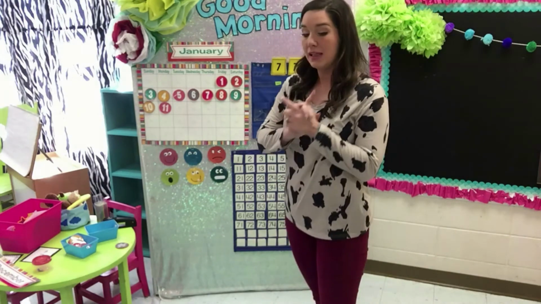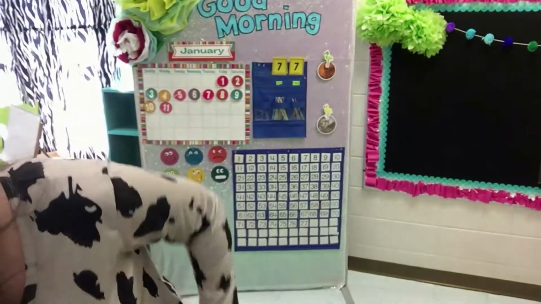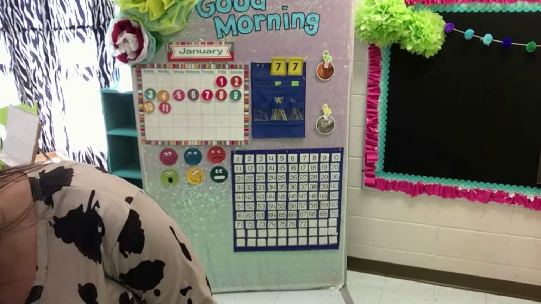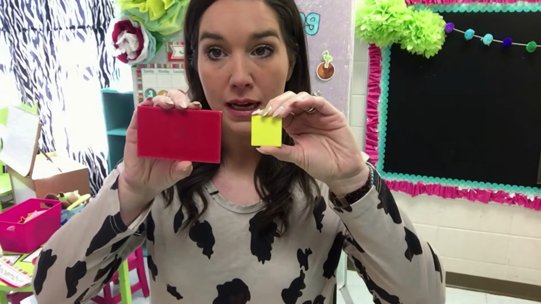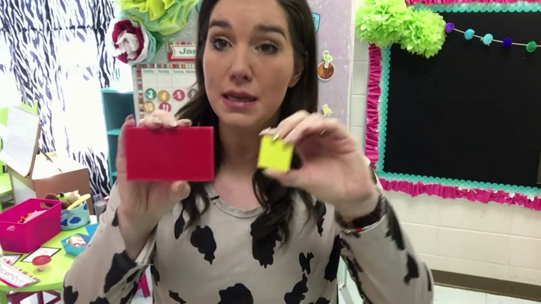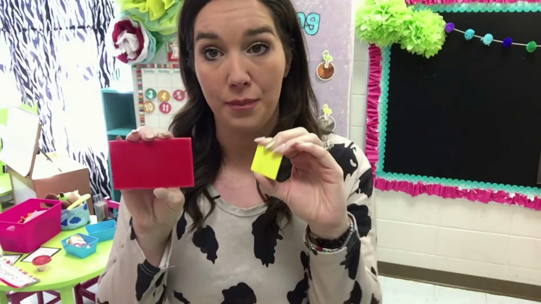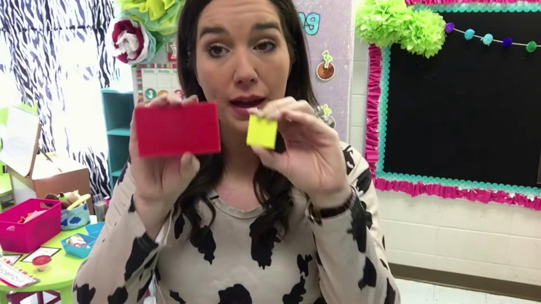Now let's look at our shapes. Today I want to do something a little different. I'm going to look at 2 shapes and talk about how they're the same and how they're different. Looking at these 2 shapes, this is a rectangle and this is a square. These shapes are similar, but they're not the same. That means they have some things that are the same and some things that are different. A rectangle and a square both have how many sides? 4. They have 4 sides.